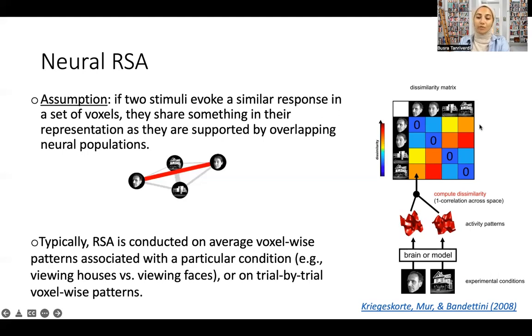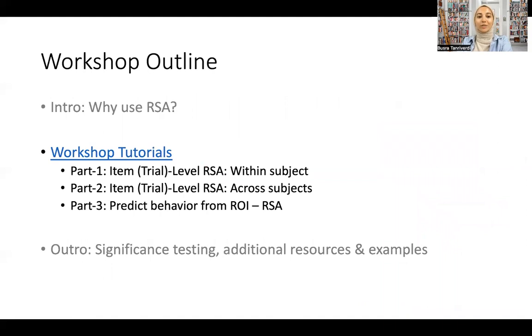Just as a note, in the workshop that we are about to start, we will be doing similarity analysis instead of dissimilarity because of the data that I am using. It made more sense to use similarity, but they are basically the same idea. The idea is always to see how similarly two different pieces of information are represented in the brain. So, let's get started with our workshop tutorials. In this workshop, we will do item or trial level RSA. We will first do one within subject example, and then we will do across subjects calculations, and then we will predict behavior using our region-based similarity matrices.